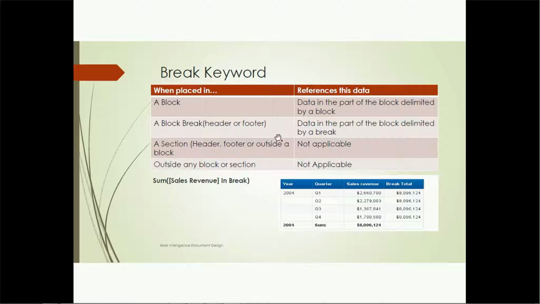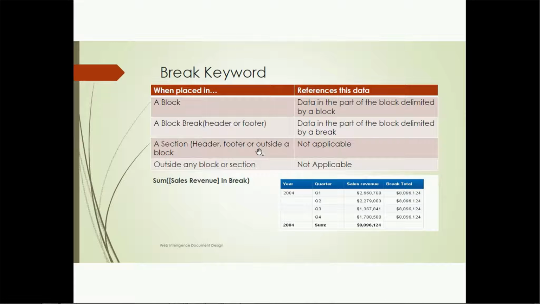Coming to the break keyword. So again break, how we can apply sum of sales revenue in break. So this is again in break. So when we place it in a block, it will display the data in the part of the block delimited by a block. Then block break, it will display the data in the part of the block delimited by break, and in section and outside of any block or section, it is not applicable. So coming to this data in this part of the block delimited by block, it will be applicable to this section, sum of sales revenue in break.